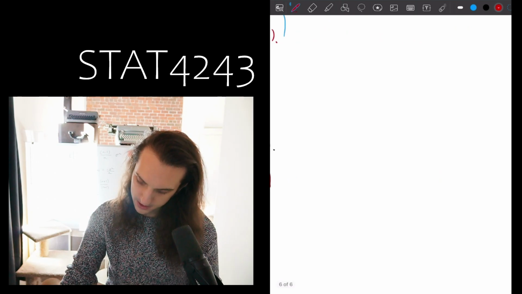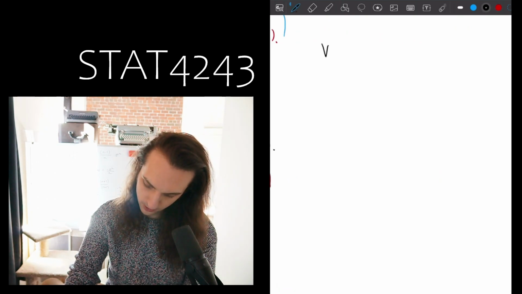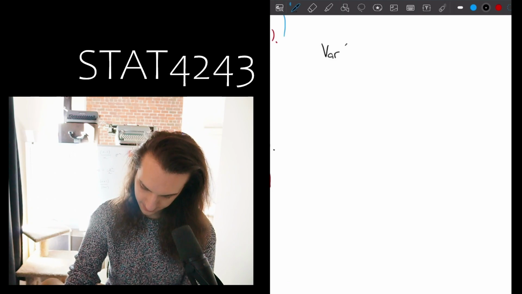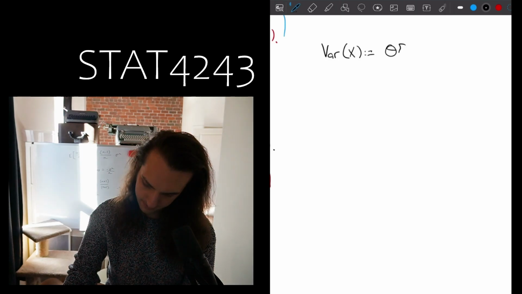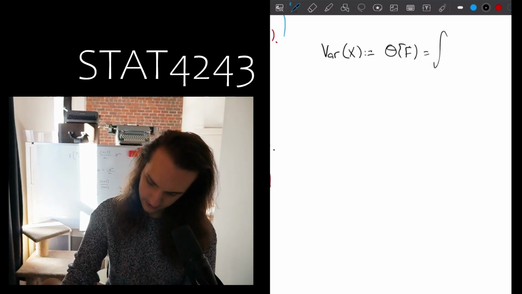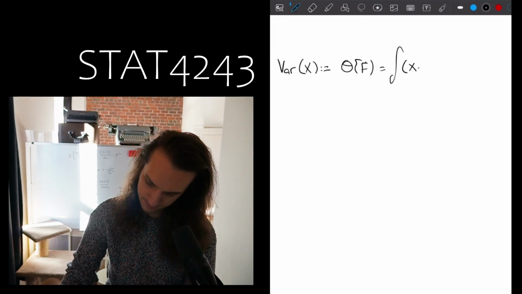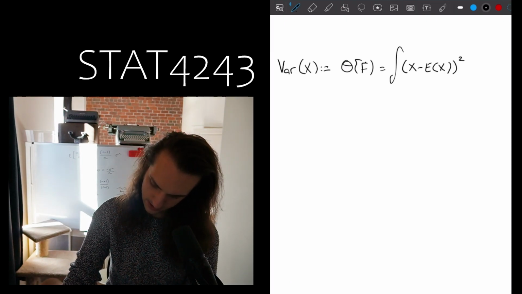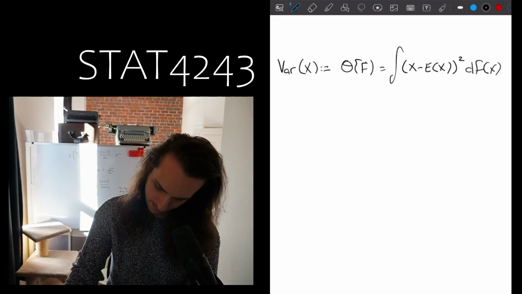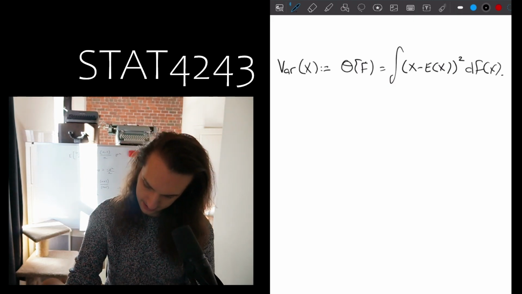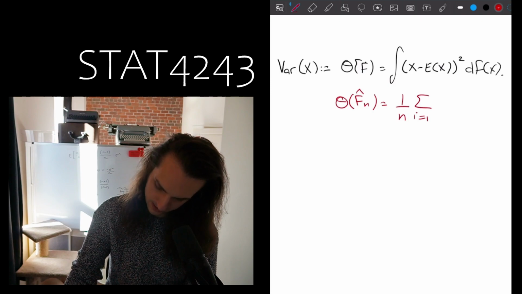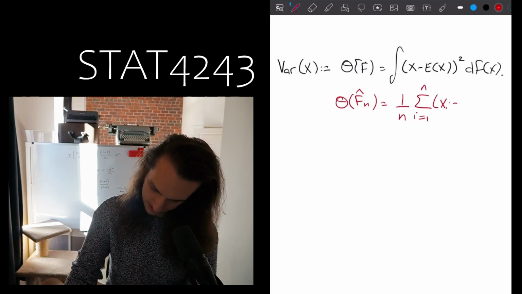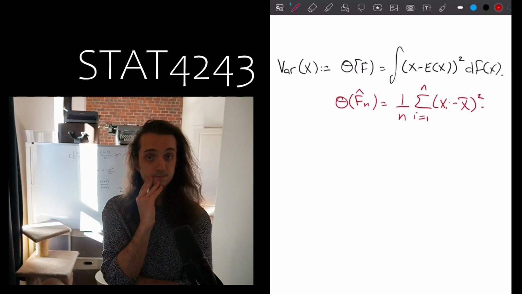And so why might this be useful? Well, for instance, if we wanted to estimate, say, the variance of x, right, then if we frame this as theta of f, this is the integral of (x minus the expected value of x) squared df of x, right? And so the way that we can do this then is theta of f hat n is going to be 1 over n times the sum from i equals 1 to n of (xi minus x bar) squared, right?